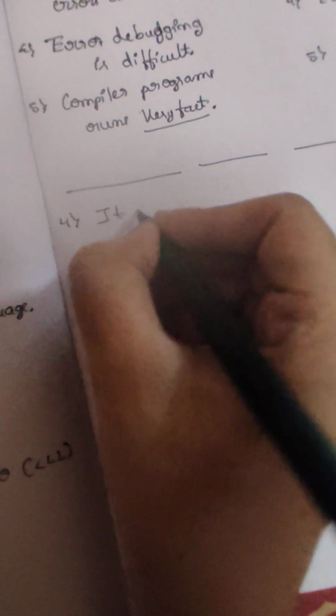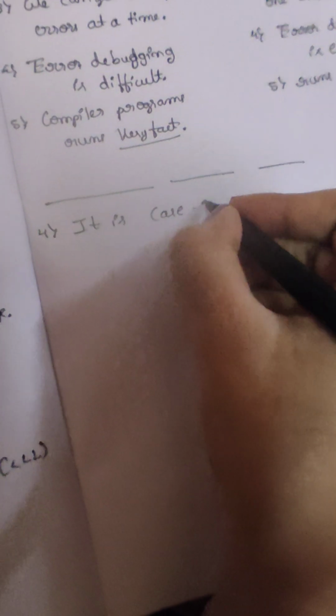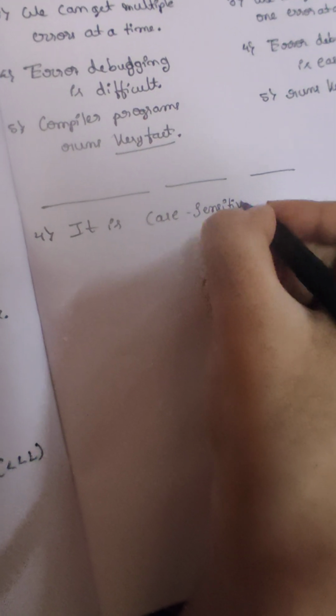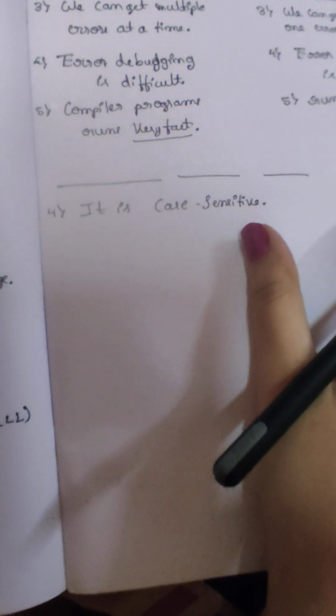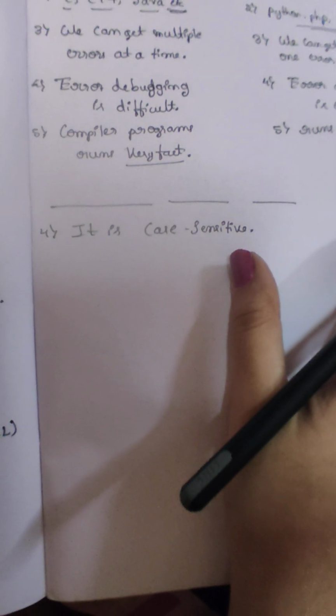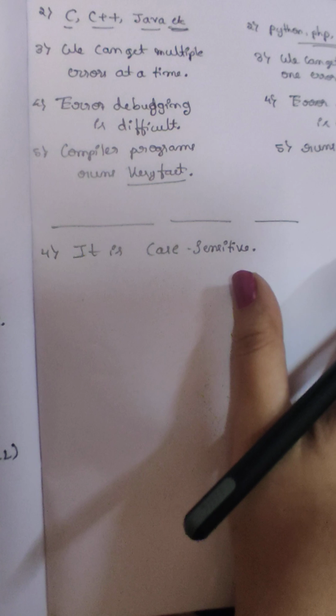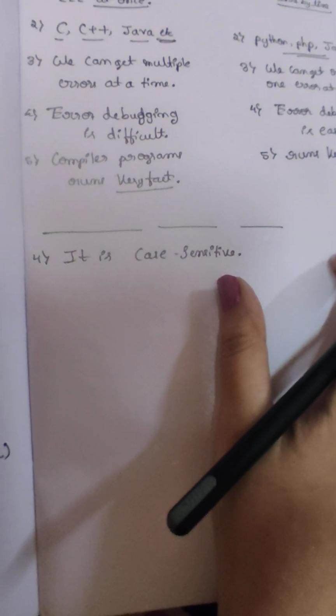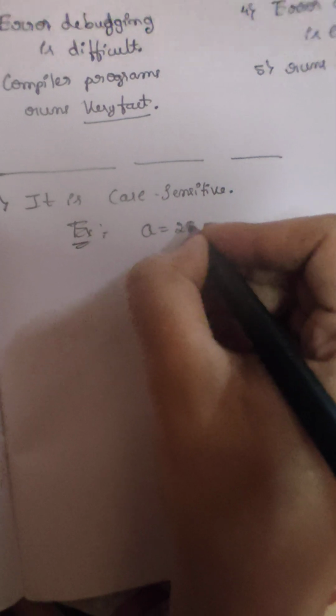Then fourth feature of Python is it is case sensitive. What is case sensitive means, where we have to use lower case, we have to use lower case only. Where we have to use uppercase, we have to use uppercase only. We have to follow the case in Python programming language. For example, I will give a is equal to 25.